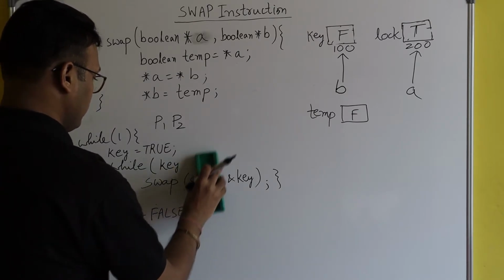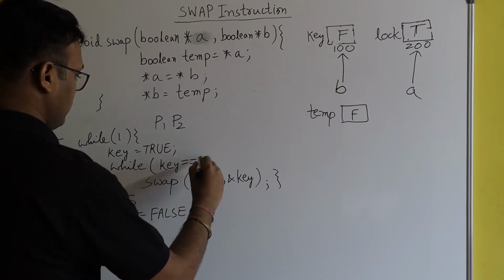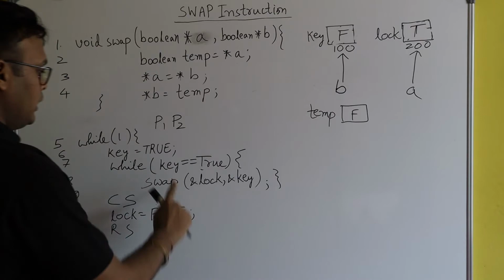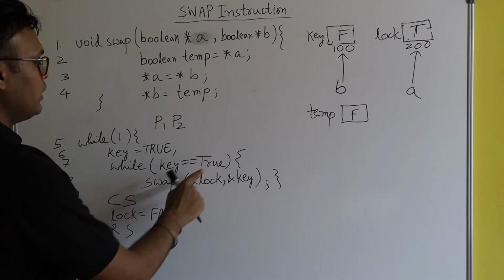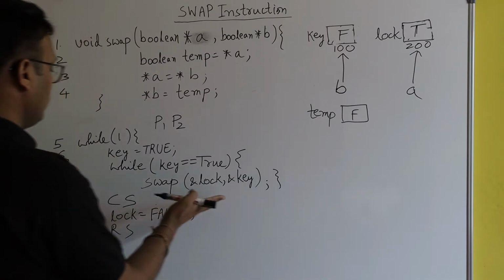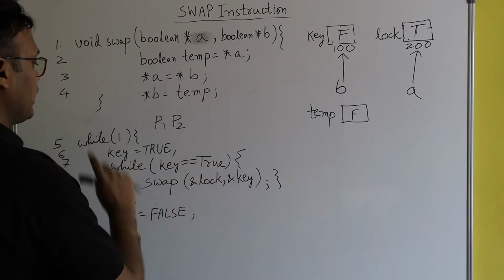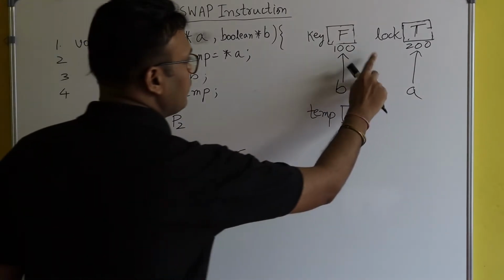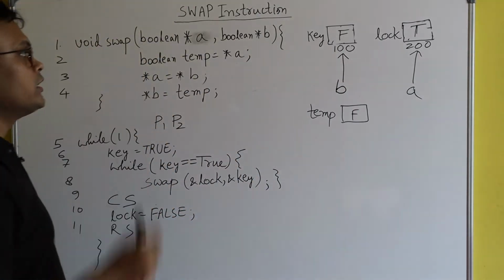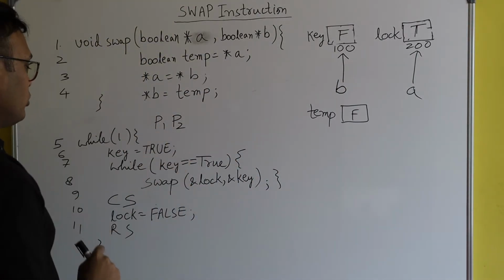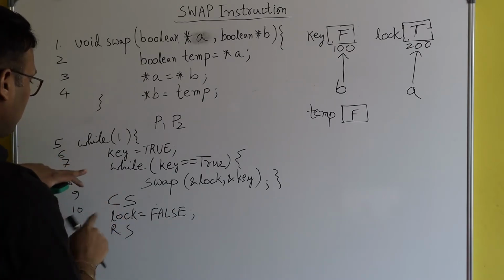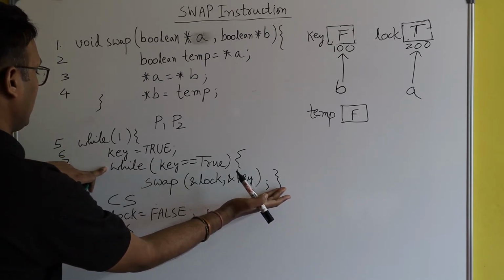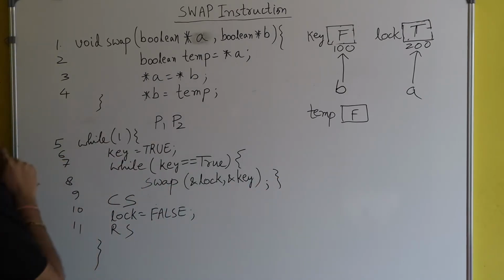Let me write here. If the value of key is false, then only this loop will be broken. So now P1 will again come here and the condition will be checked: while key is equal to true. So let's see. No, key is equal to false this time. So this time key is equal to false, so this while loop will be broken. And now P1 will enter into the critical section.